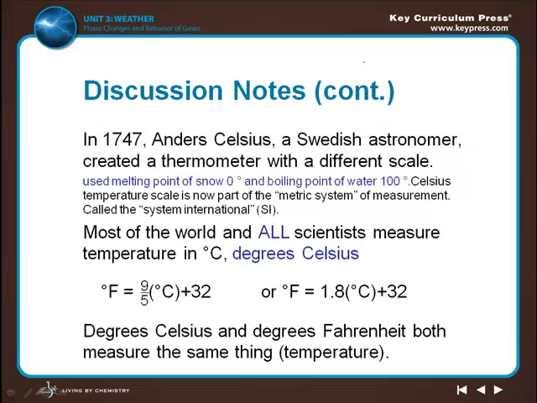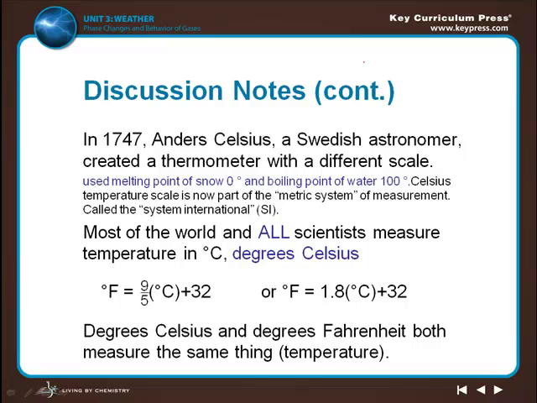However, around the world, the SI system uses what's called the Celsius thermometer, named after Anders Celsius. In 1747, he was a Swedish astronomer and created a thermometer with a different scale. Since he was an astronomer in Sweden, he had a lot of snow available to him because he had to study the stars at night. And so he had snow and he had boiling water. 0 and 100 is what he chose. Celsius temperature scale is now part of the metric system of measurements called the Système International. Most of the world and all scientists measure temperature in degrees Celsius.